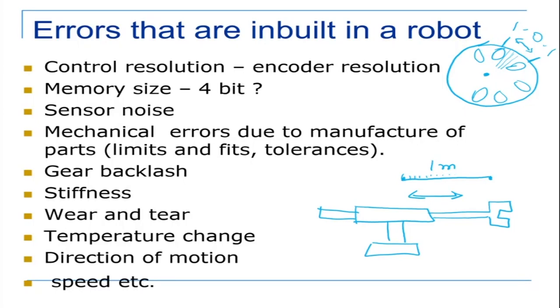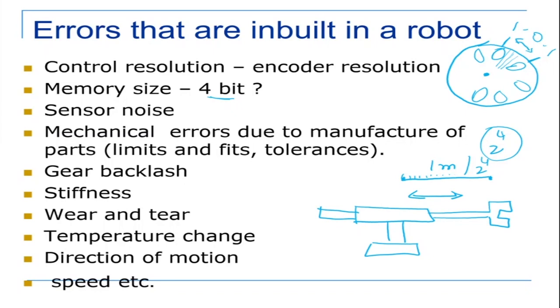Now those infinite points cannot be stored in the memory. Okay, so if it is having a 4-bit memory, then at most it can store only that many bits, 2 raised to 4. So it will have to divide this 1 meter by 2 raised to 4 and then store those locations only. So it basically means that it will not be able to store infinite points.